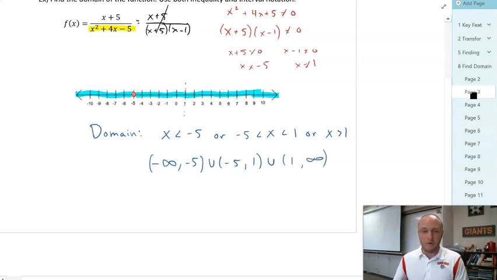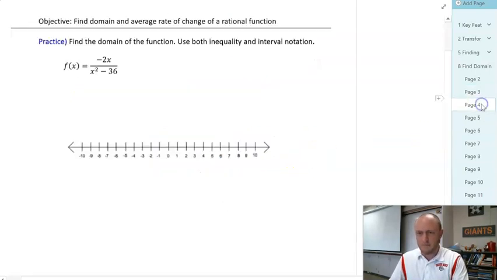Okay, and again, remember, for these values here, I'm using parentheses because they can't be equal to those values. So I'm excluding them from the domain. All right? Okay, moving on.